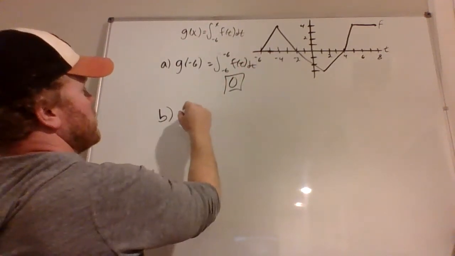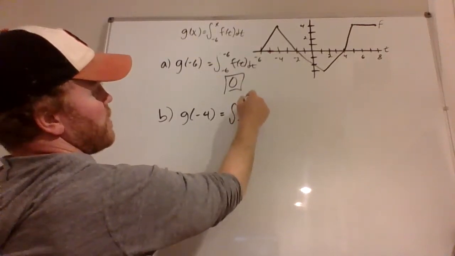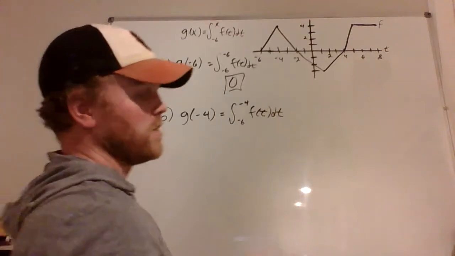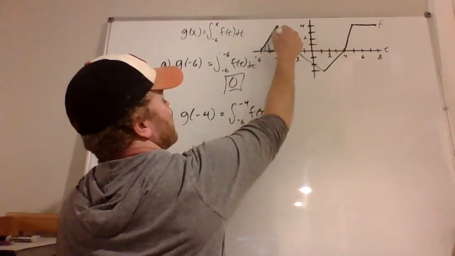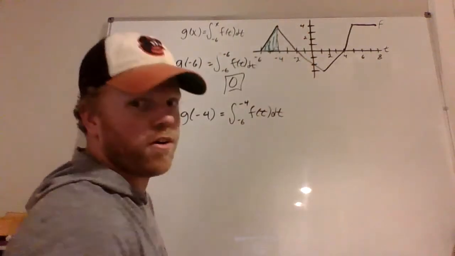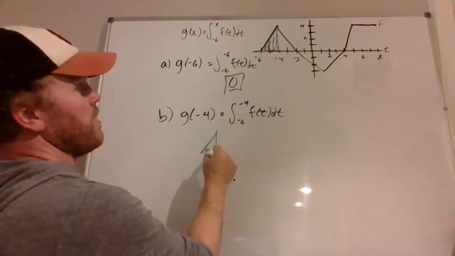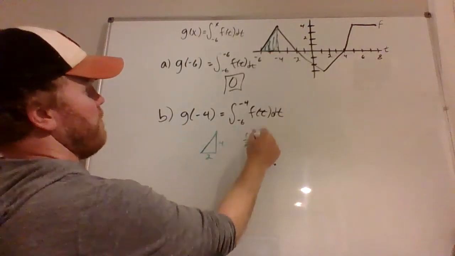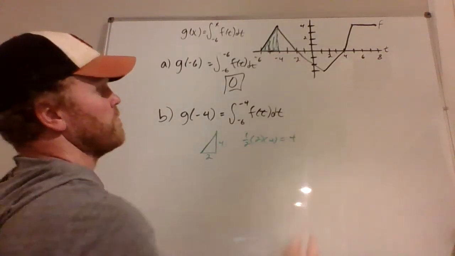B asks you to do g of -4. So you effectively just want to integrate this function from -6 to -4 of f of t dt. So what you're basically going to do is find the area of this green triangle here, and that's it. That triangle has a base of 2 and a height of 4, so this should be 1/2 of 2 times 4, which should just get you 4.